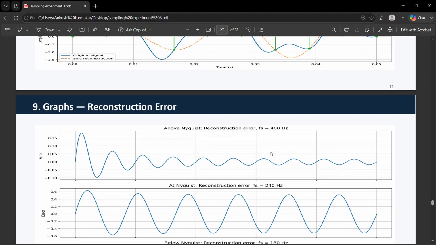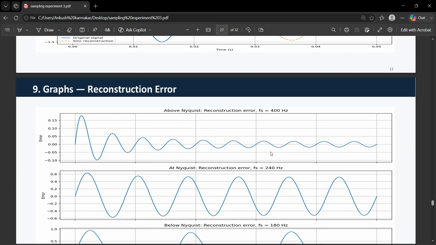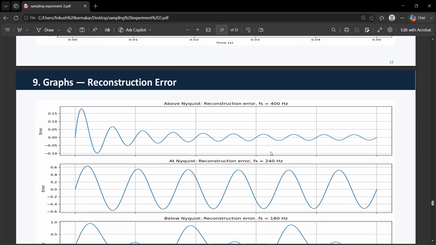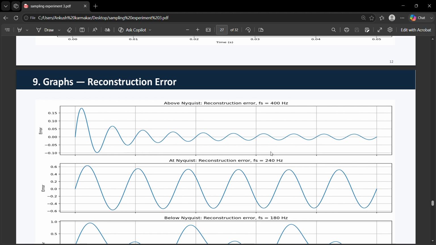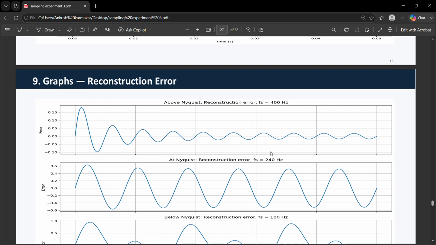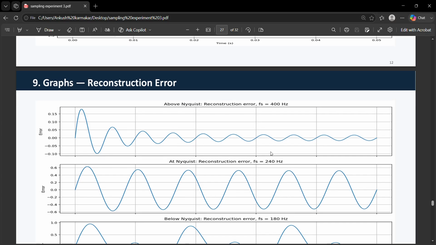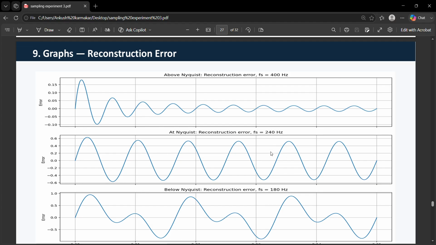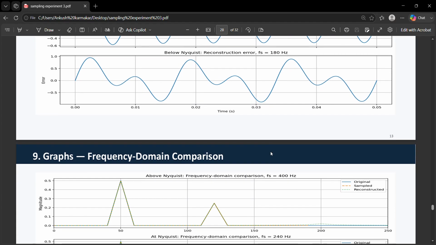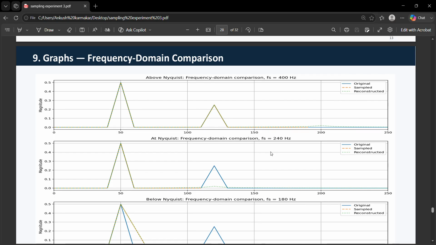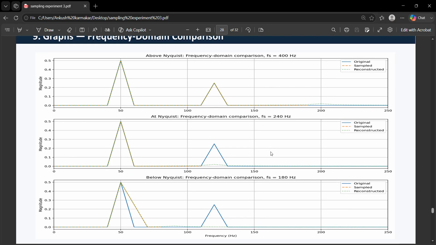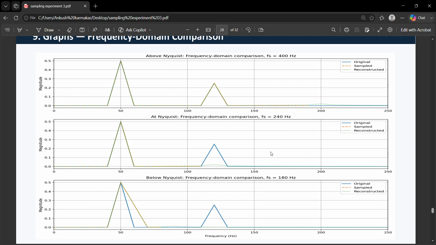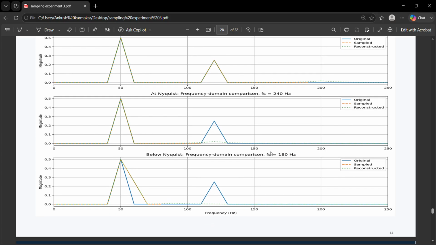Here are the reconstruction error graphs. The below-Nyquist case has the most significant error because aliasing cannot be corrected simply by interpolation. And here is the frequency domain comparison. The original signal contains components at 50 and 120 Hz. For the below-Nyquist rate, the 120 Hz component becomes ambiguous and appears at the aliased frequency of 60 Hz.